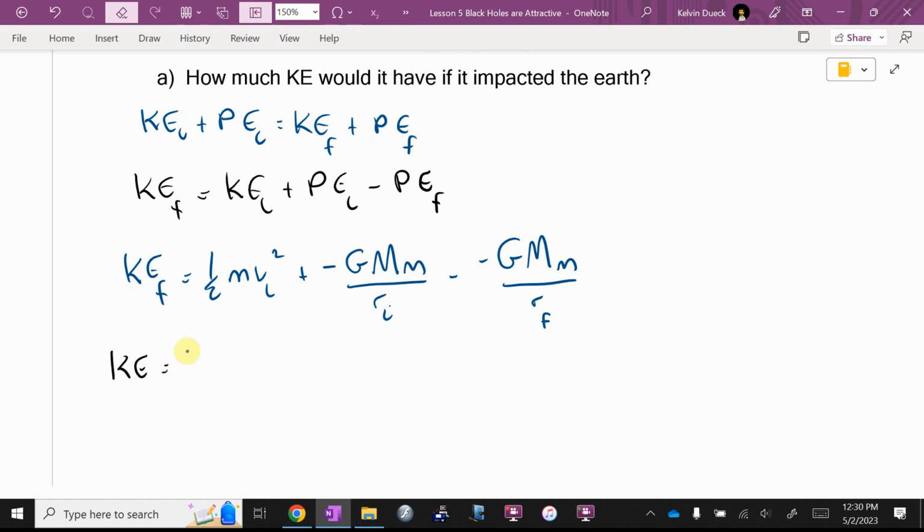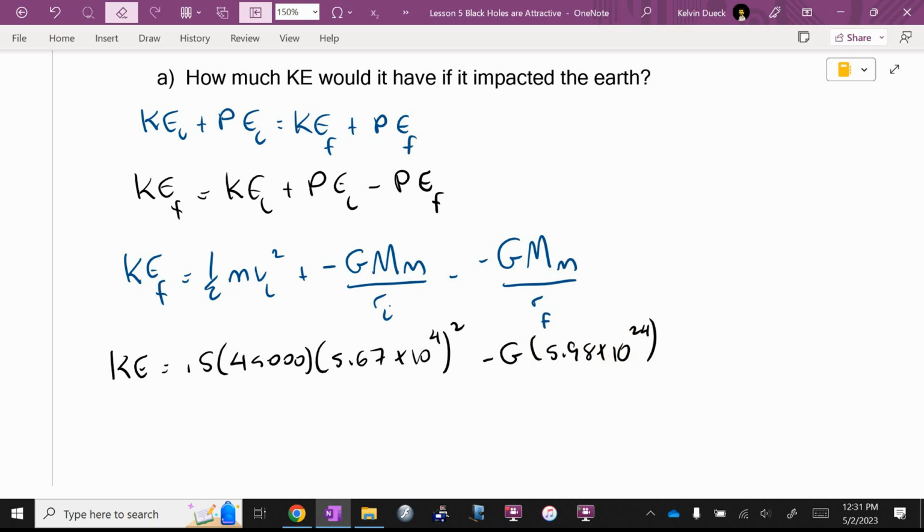So, Aiden, I've scrolled down. It's going to be 0.5. What was the mass, Aiden? 45,000? And the initial speed? Say it louder, please. 5.67 times 10 to the fourth. Don't forget the squared. And then minus big G, Earth, right? 5.98 times 10 to the 24th, times 45,000.